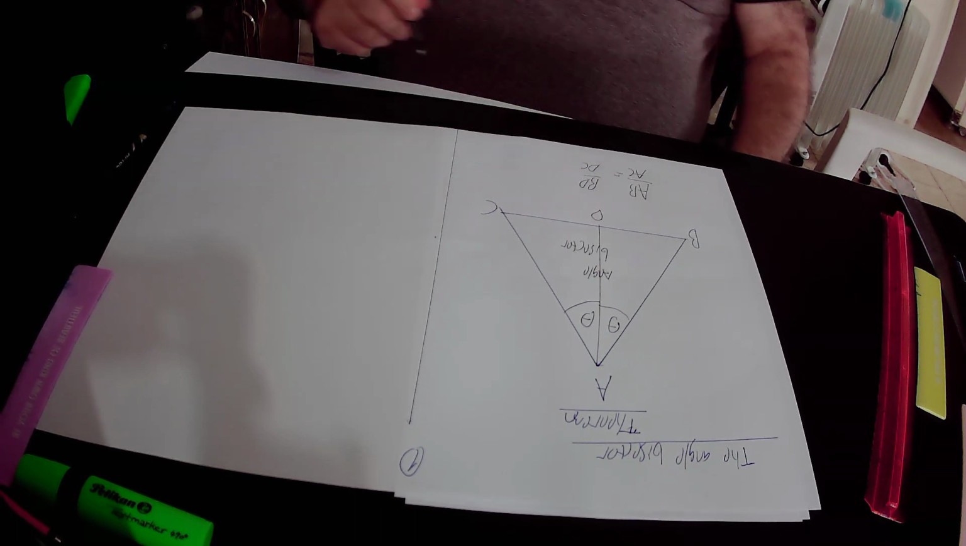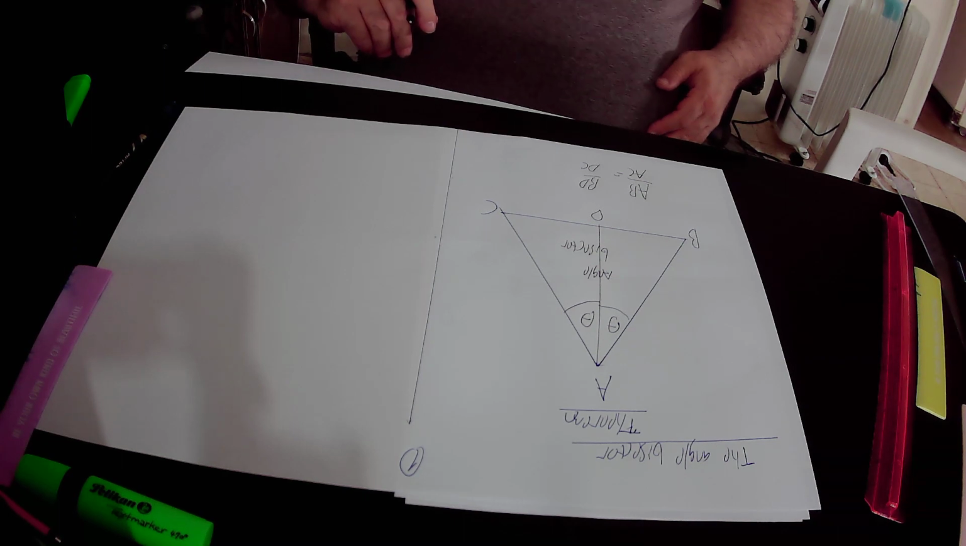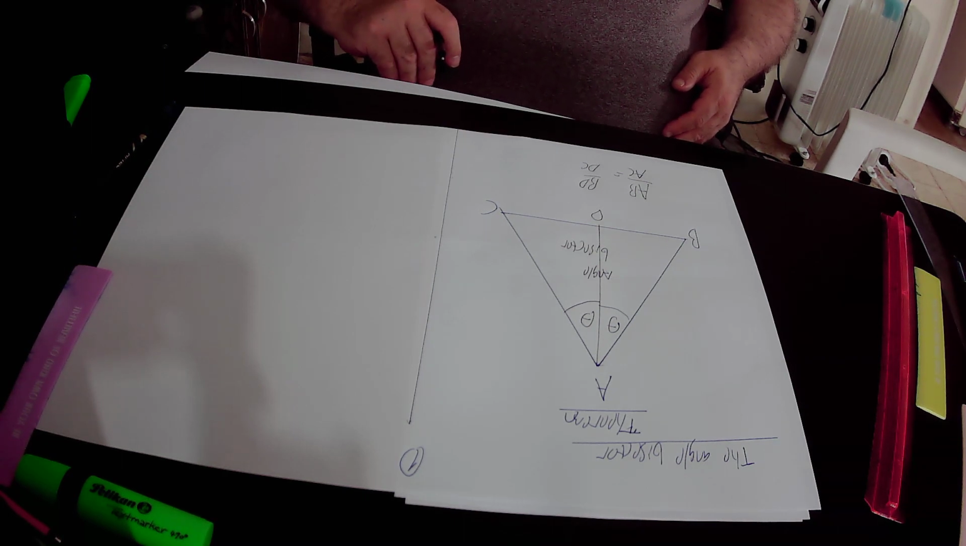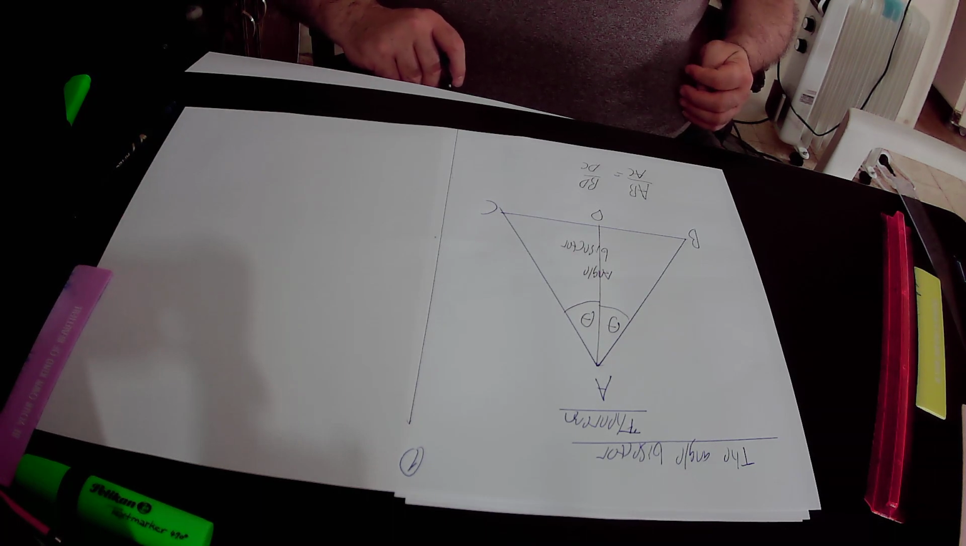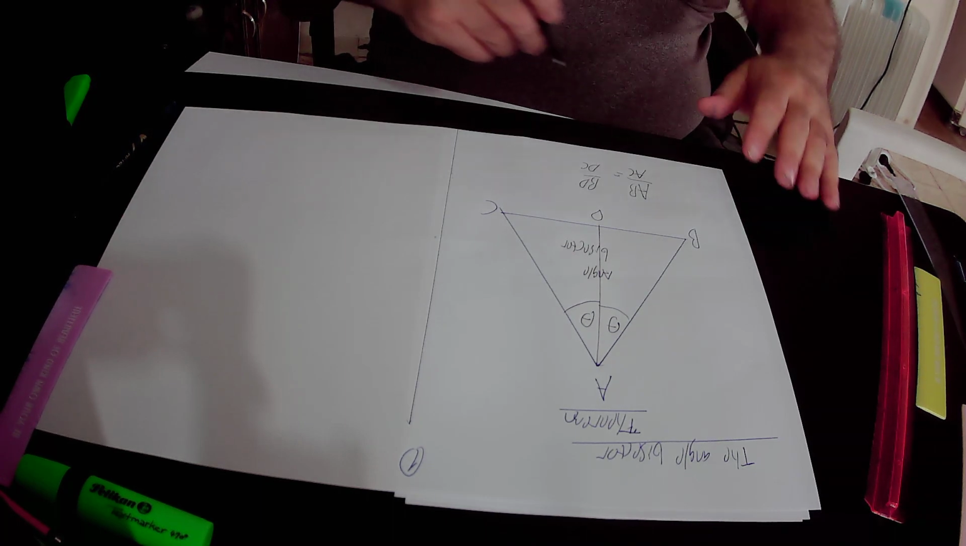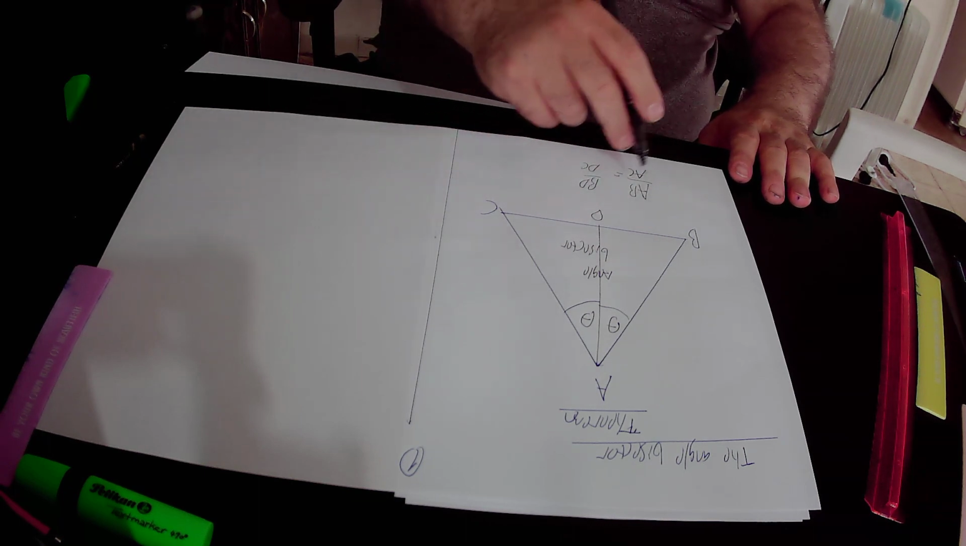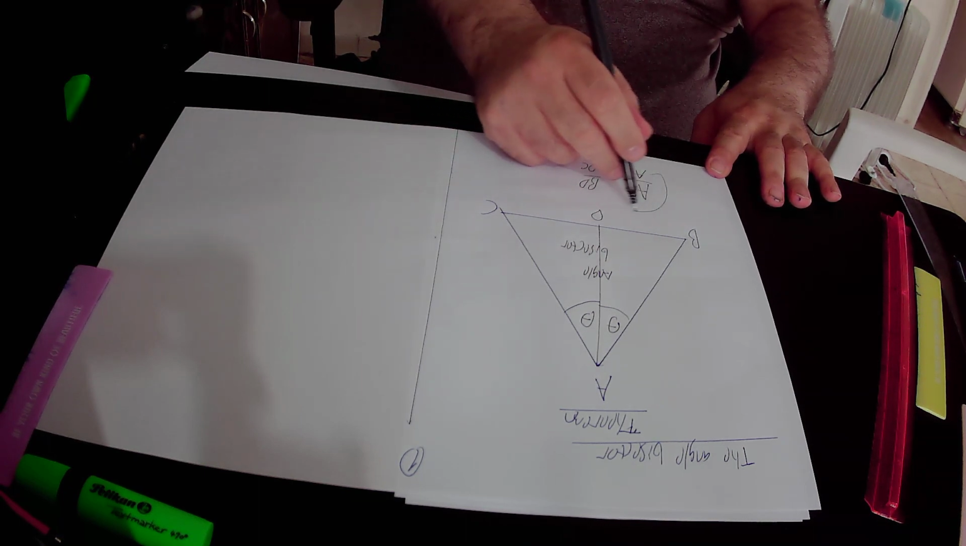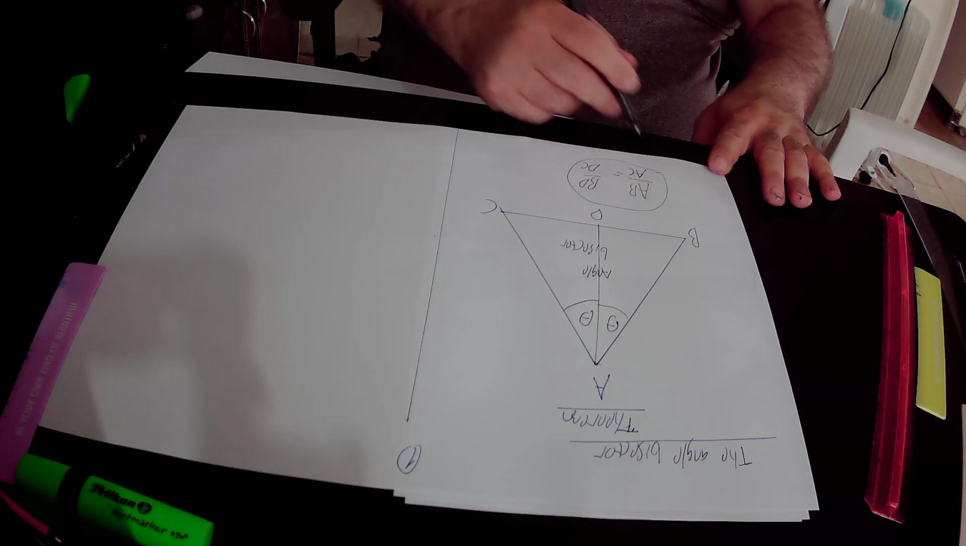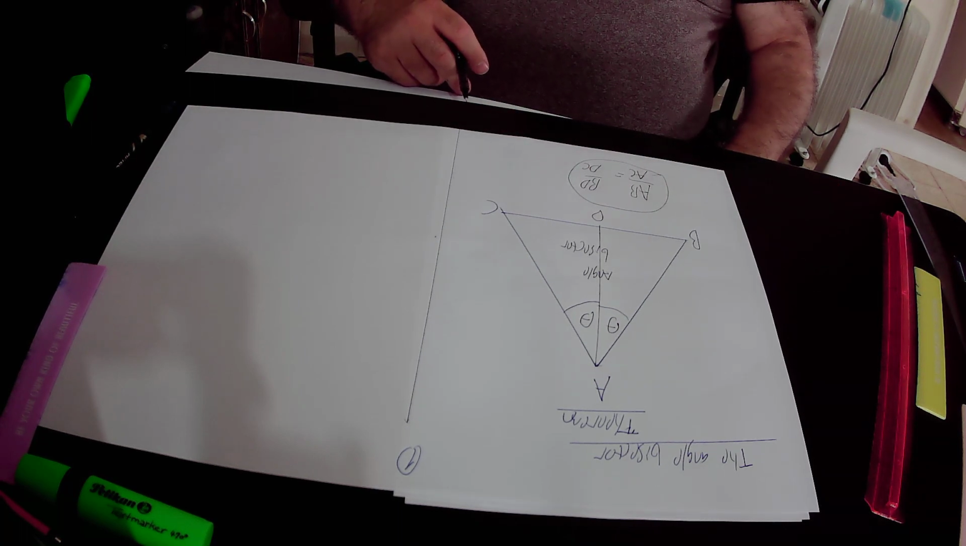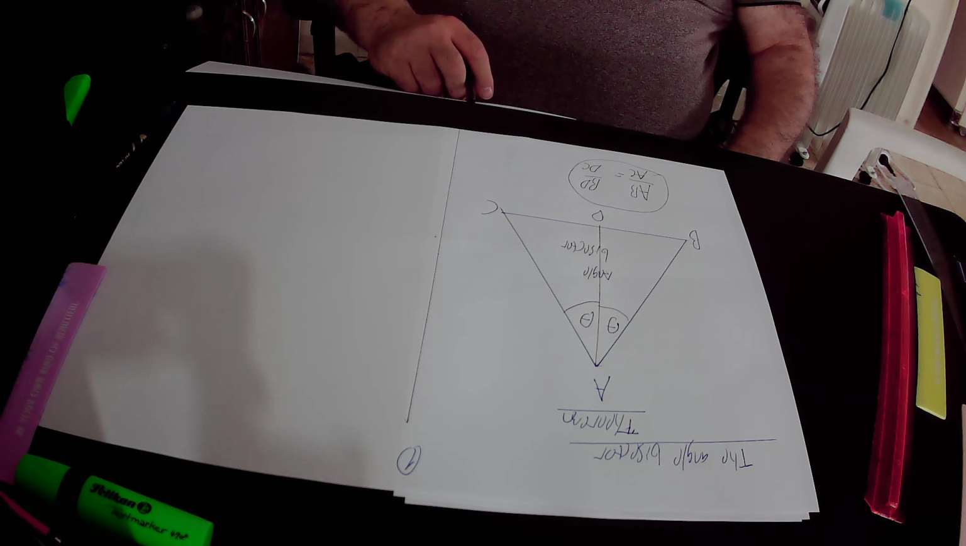So whenever we have an angle bisector in a triangle, the following equation is true: AB over AC equals BD over DC. And we can use the angle bisector theorem only and only if we have an angle bisector in the triangle.